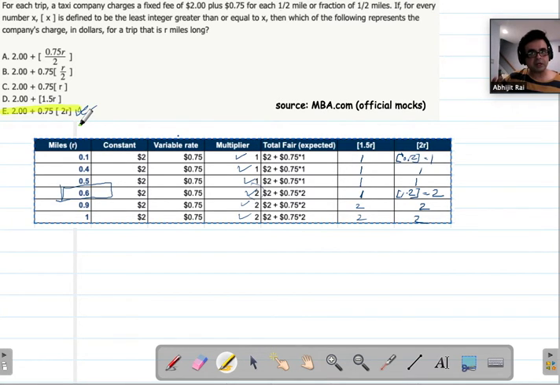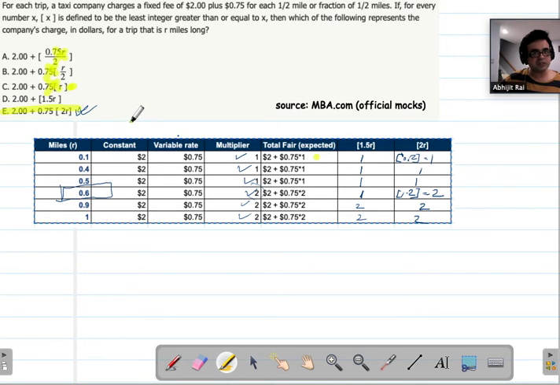Let me just conclude by talking about the strategy again, right? First, we went to the actual fare that we would expect, because we can easily calculate it. We don't have to look at the answer choices to calculate it. And we got some values. Then we know that it has to be these multipliers, 1 and 2. So the multipliers where there is no 2 multiplied by 0.75 don't make sense. So all of these multipliers which are dividing 0.75 by 2 are going to be crossed out.